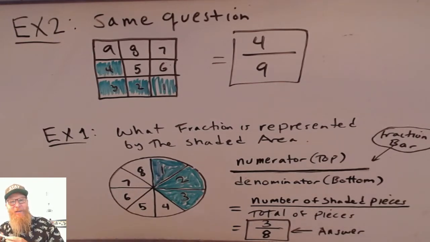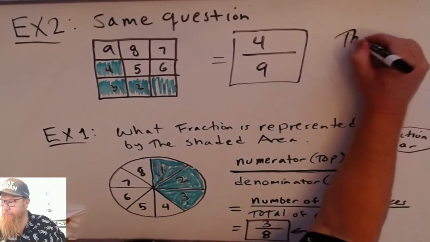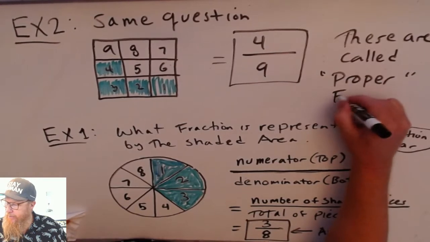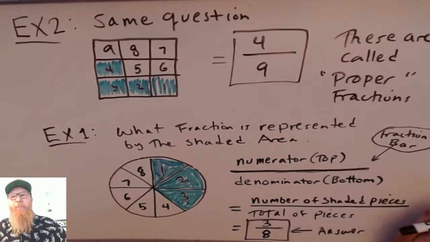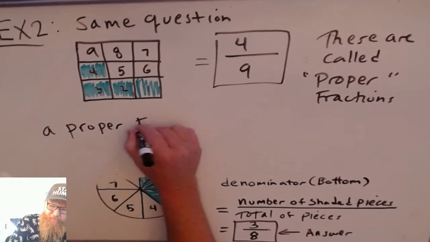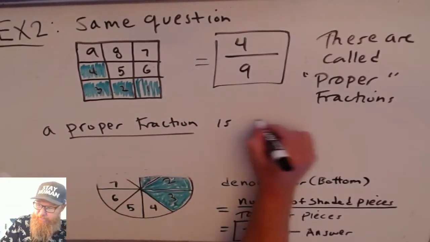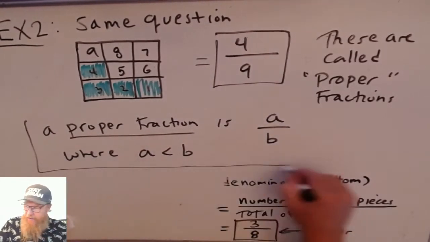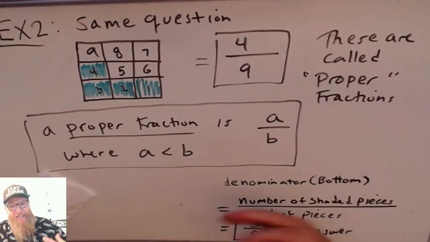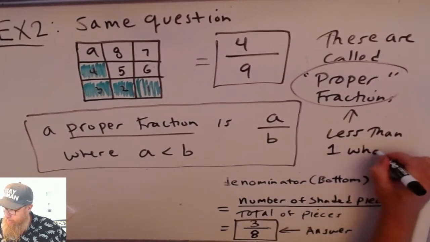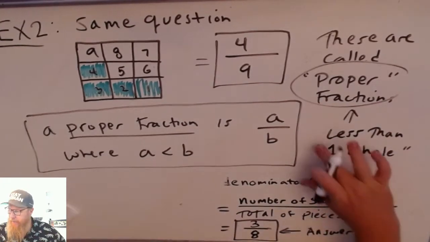Okay, so that's the idea behind visualizing fractions. This type of fraction, they're called proper fractions. A proper fraction is less than one. So a proper fraction represents a quantity that is less than a whole. Call that a proper fraction.